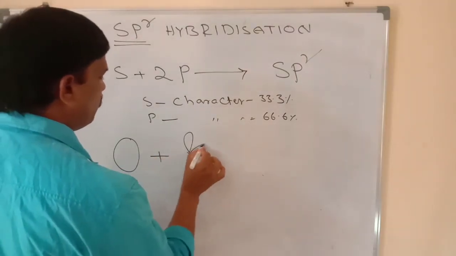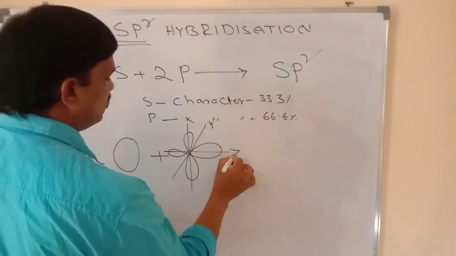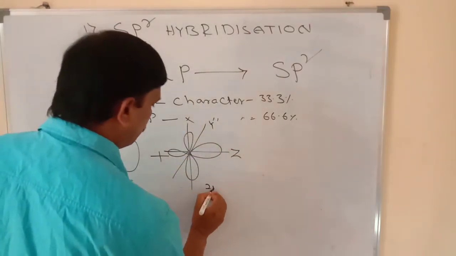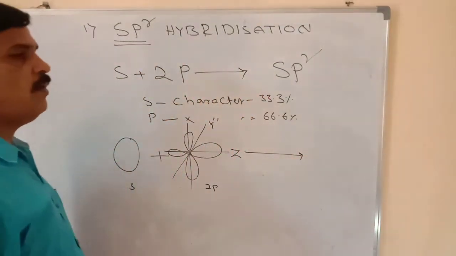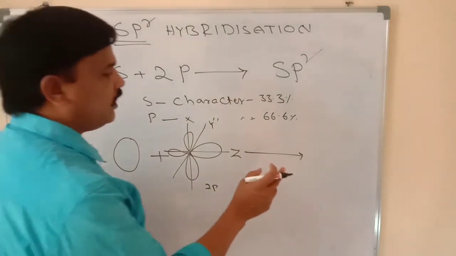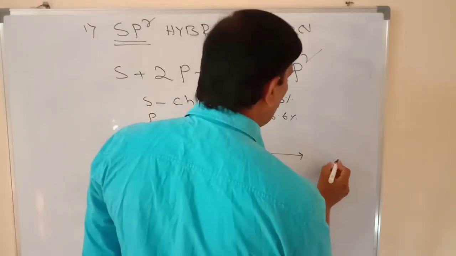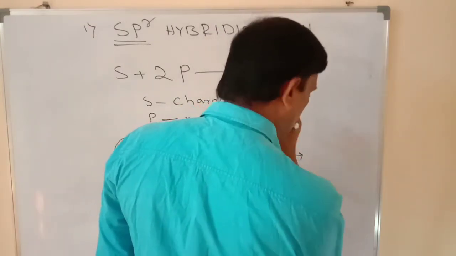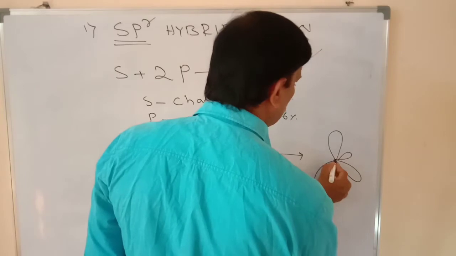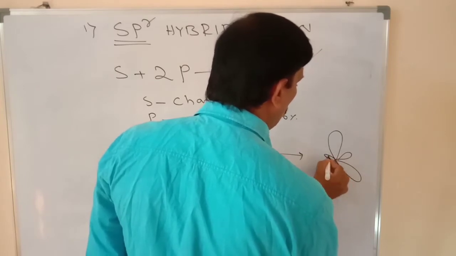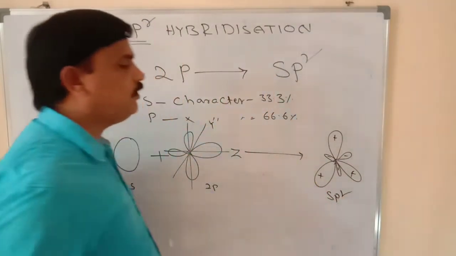Now how many p orbitals are there? Two p orbitals are there. This is the x-axis, this is the y-axis, this is the z-axis. Two p orbitals and one s orbital combine to give orbitals of the same energy and same shape, that is the sp2 orbital, the new hybrid orbital.